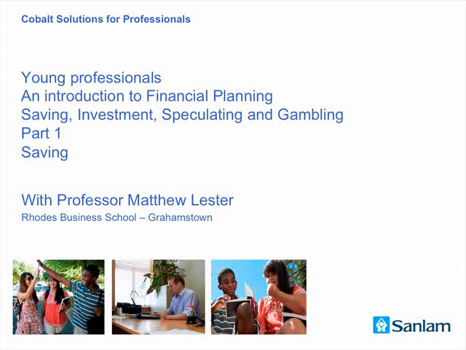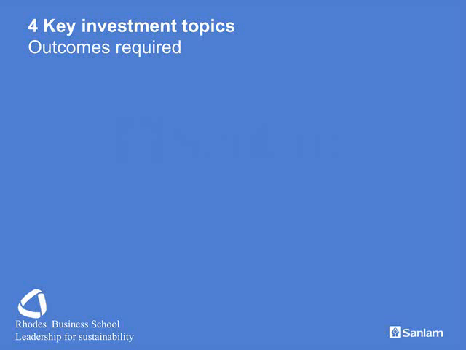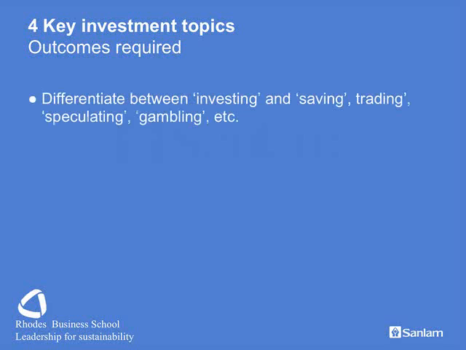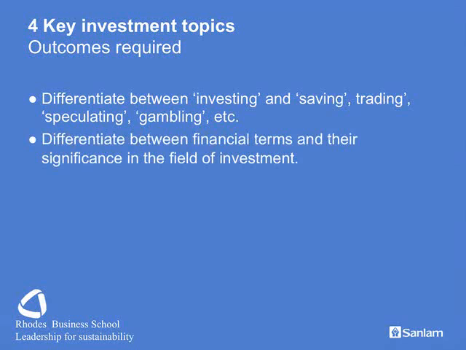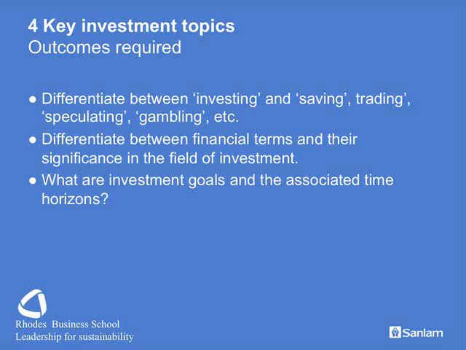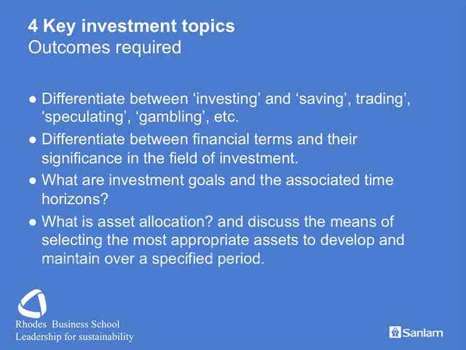Young professionals starting off a career often ask the question, what is the difference between saving, investment, speculating, and gambling? And they need to really look at four key investment topics. They need to be able to differentiate between investment, saving, trading, speculating, gambling, etc. They need to look at the significance in financial terms of the different fields of investment. They need to understand investment goals and the associated time horizons. And they need to understand asset allocations and discuss the most appropriate assets to develop a portfolio over a period of time.